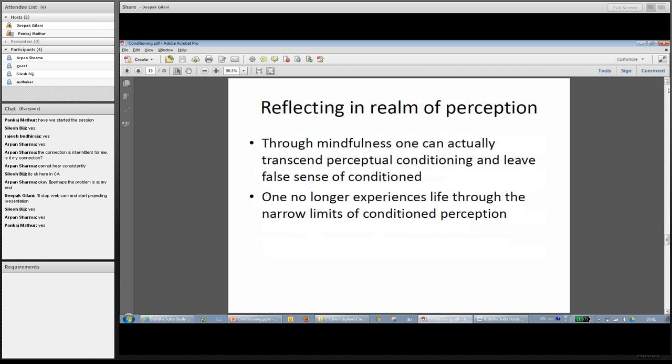And then we can do reflection in this realm of perception, and we can just notice how our mind is reacting to something which I don't understand, something which I don't like, and something which doesn't conform to my standards. And meditation is just observing or noticing those things, and possibly observing the narrow limits of our conditioned perception.